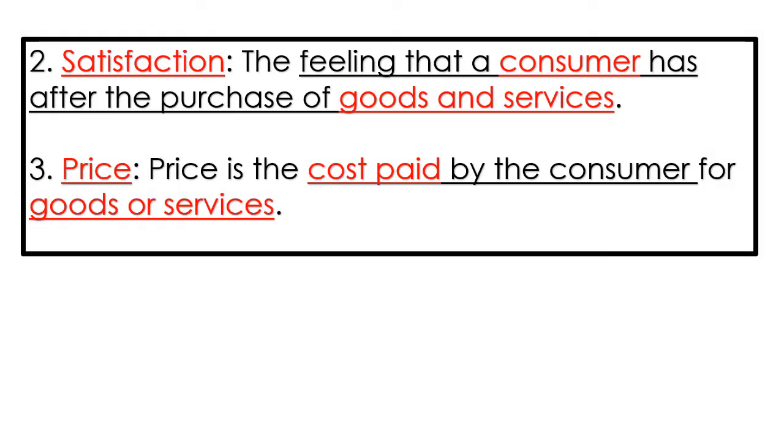Then we have number 2, satisfaction. It's the feeling that a consumer has after the purchase of goods and services. And number 3, price. Price is the cost paid by the consumer for goods or services. So please underline on your book the word satisfaction. Underline feeling that a consumer has after the purchase of goods and services. And then on number 3, underline price. Cost paid by the consumer for goods or services.